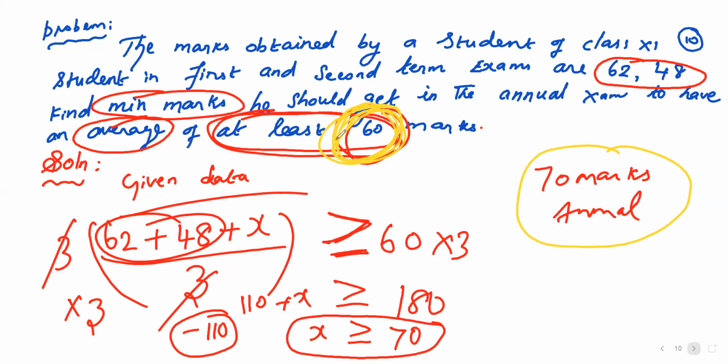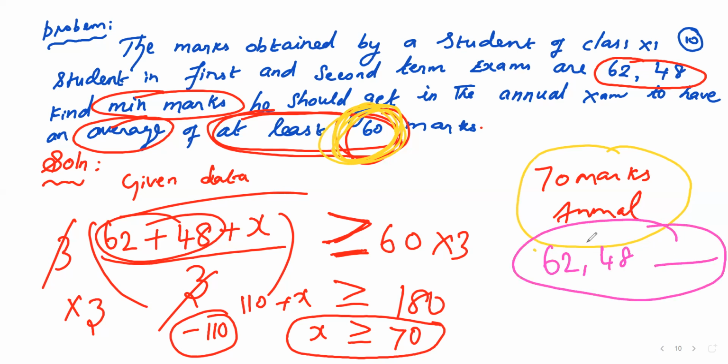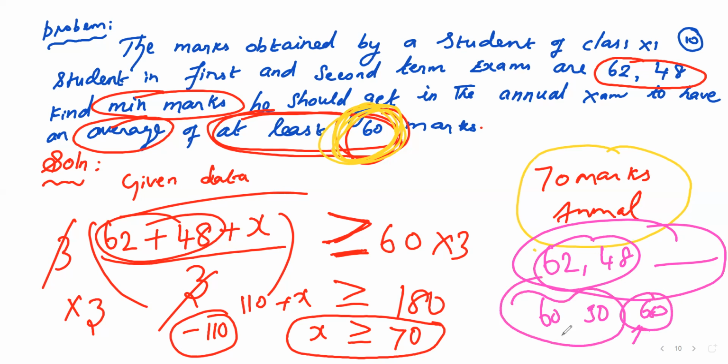Right? See, actually this is a very simple question. No need to go into inequalities and all. You know, right? See, 62, 48. He needs some marks. Then only his average becomes 60 marks. At least it should be 60 marks. So how much does he need? 70. Because this 10 will go for this. Okay, leave it.